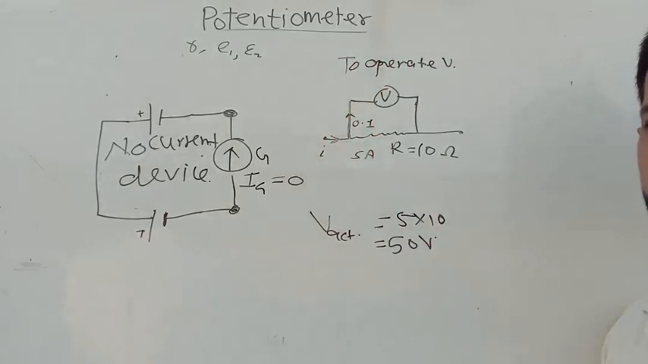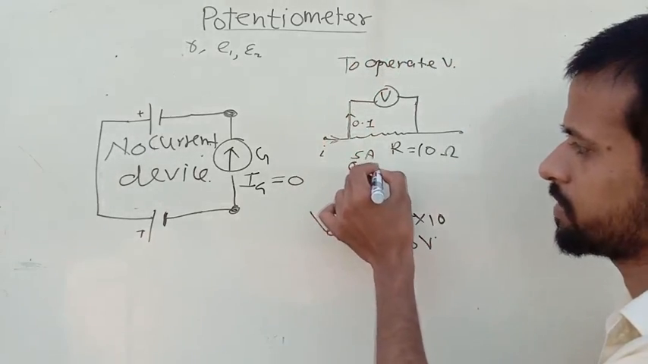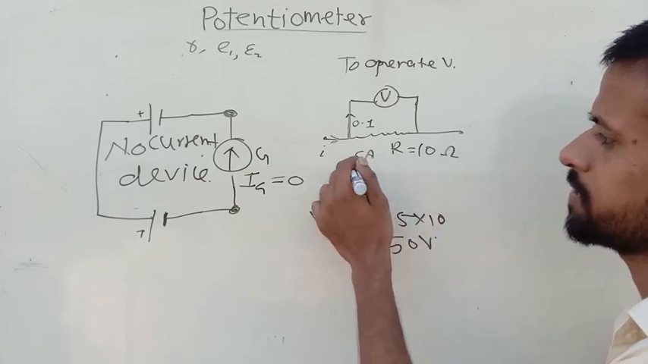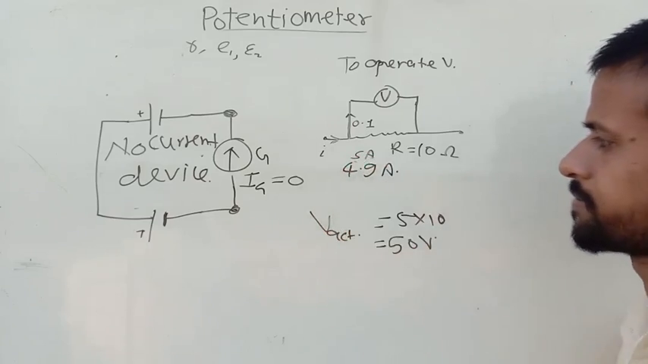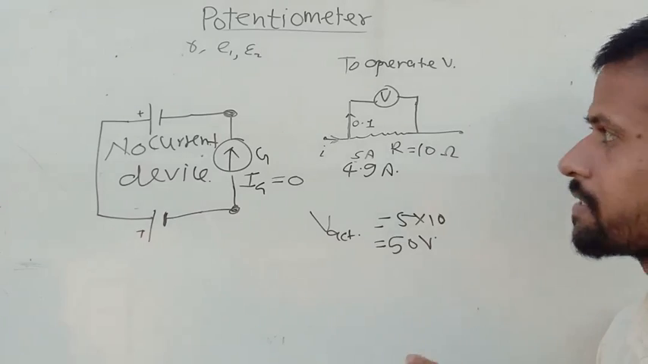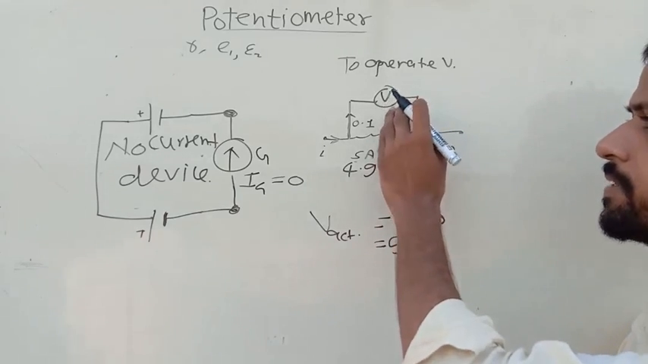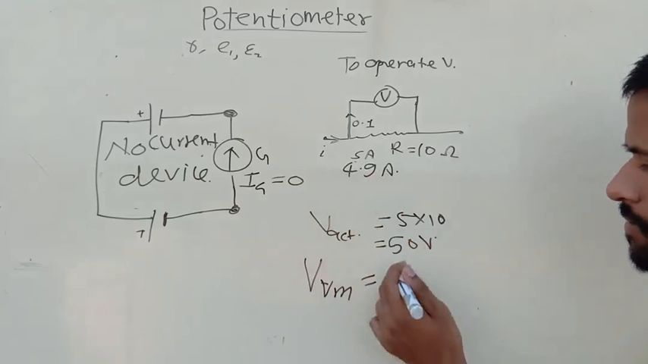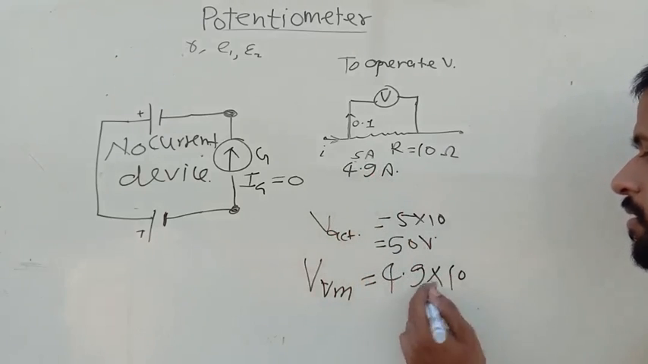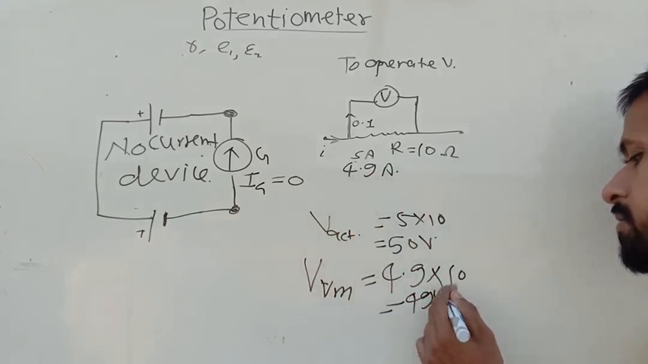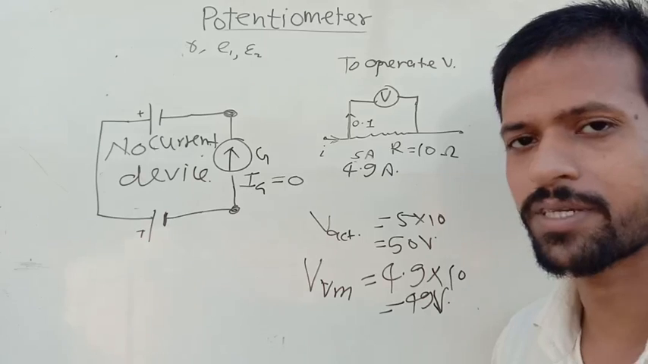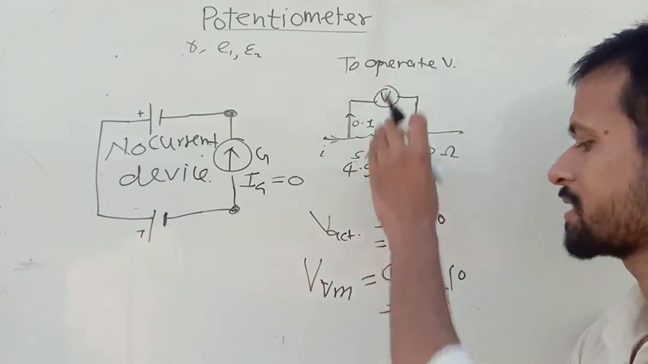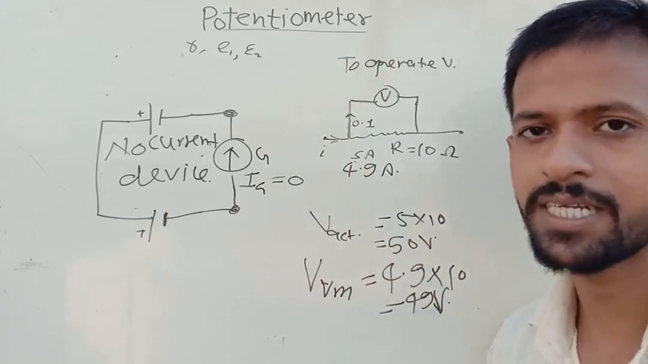So now the current is 4.9 ampere. If we now calculate the potential difference by the voltmeter, this is 4.9 into 10, which is equal to 49 volt. But what is the actual potential difference across the resistance? This will be 50, but our measurement is 49. It means there is an error.